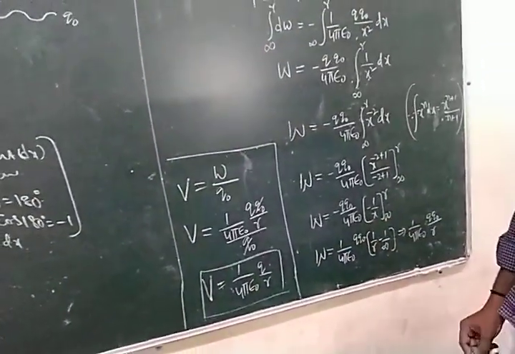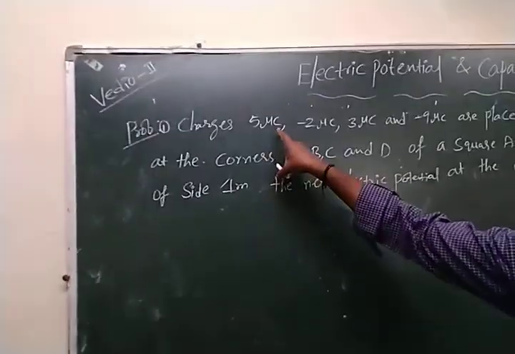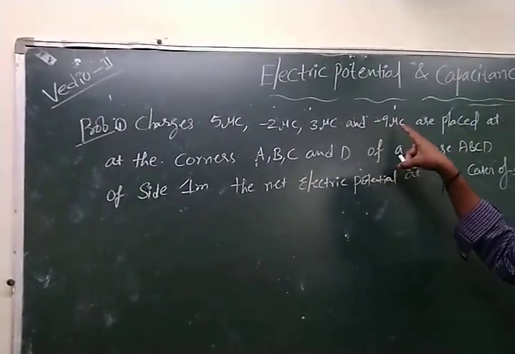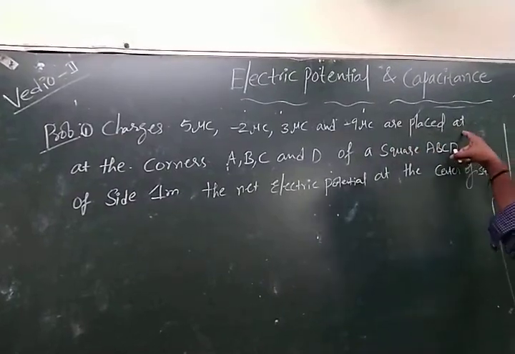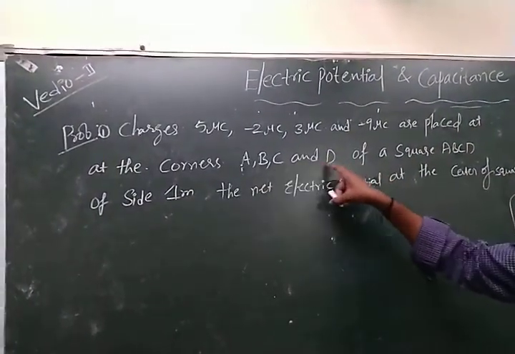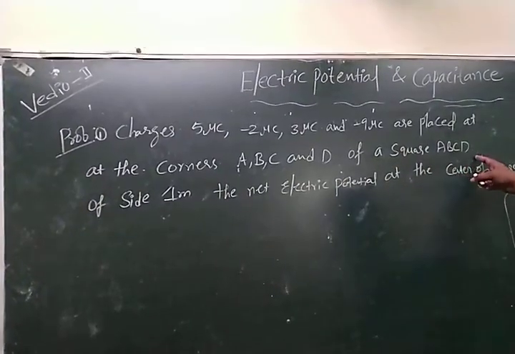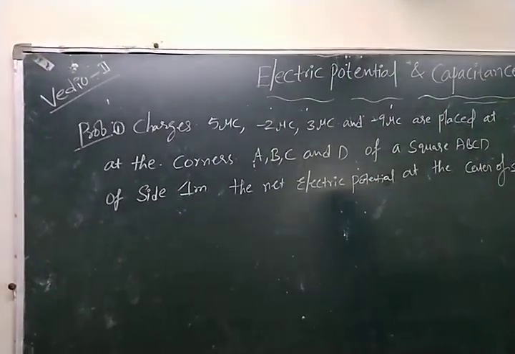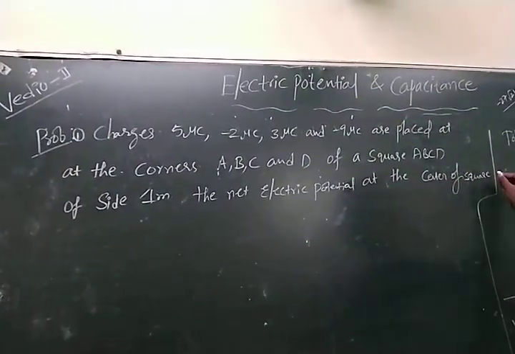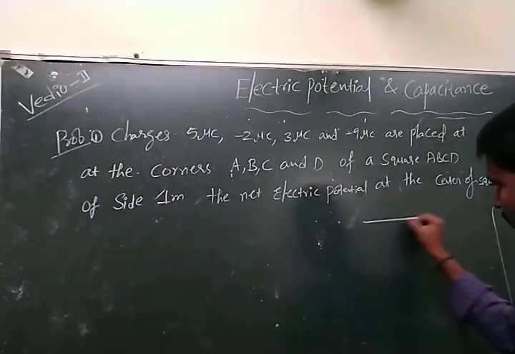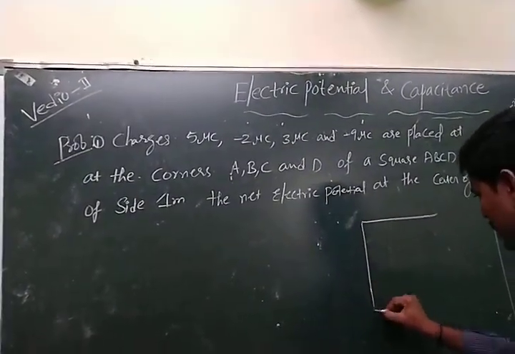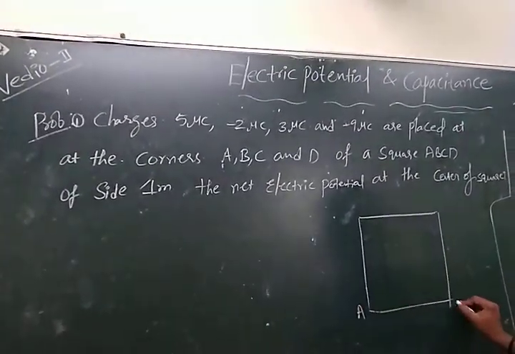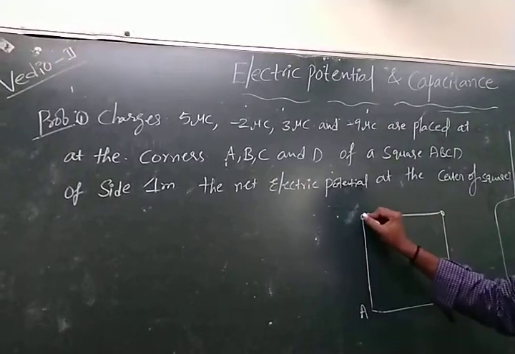Charges 5 microcoulomb, minus 2 microcoulomb, 3 microcoulomb and minus 9 microcoulomb are placed at the corners ABCD of a square. The side of ABCD is 1 meter. Find the net electric potential at the center of the square. So for example, we can consider the square first. So this is A, B, C and next D.